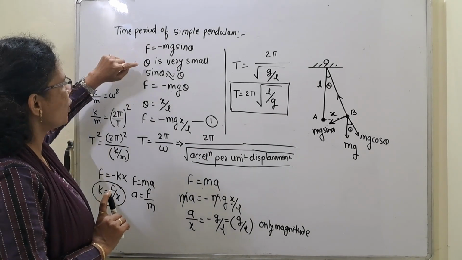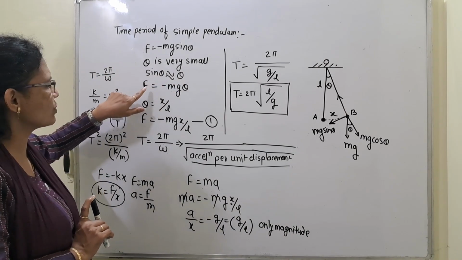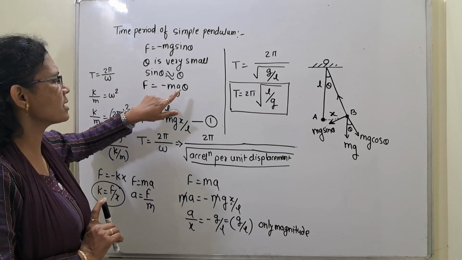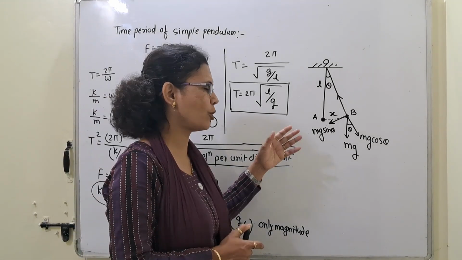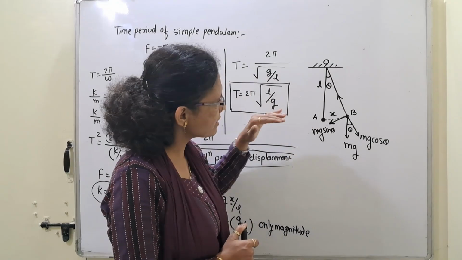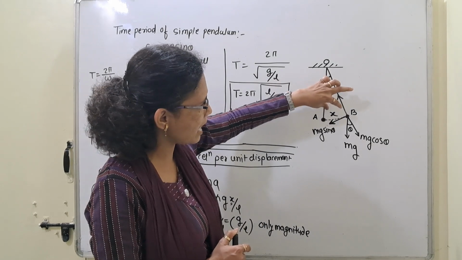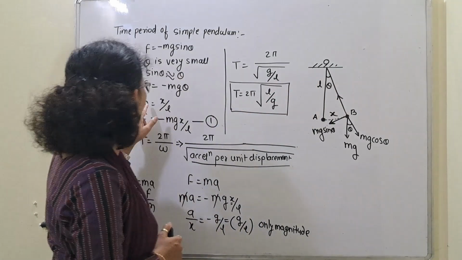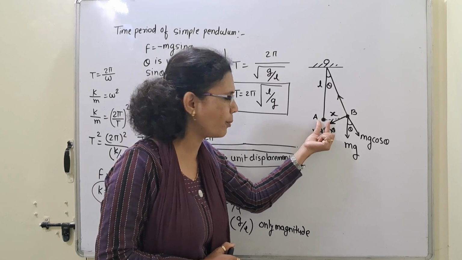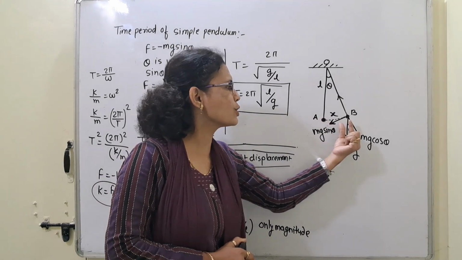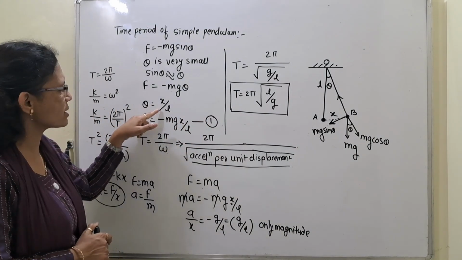Here theta is very small, therefore we can equate sin theta is approximately equal to theta. The equation becomes F is equal to minus mg theta. But if you observe the geometry of the figure, you can understand theta is nothing but AB upon radius, that is arc upon radius. Therefore, theta is equal to x upon L. x is the displacement of this bob, or this simple pendulum, from mean position to extreme position.